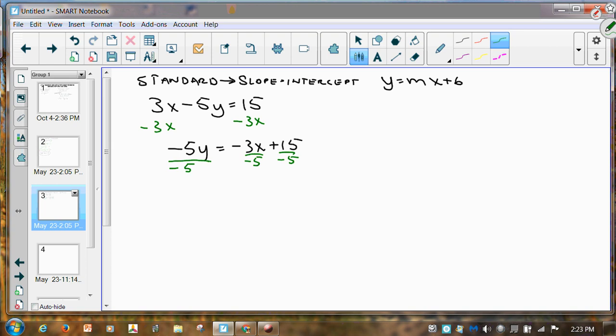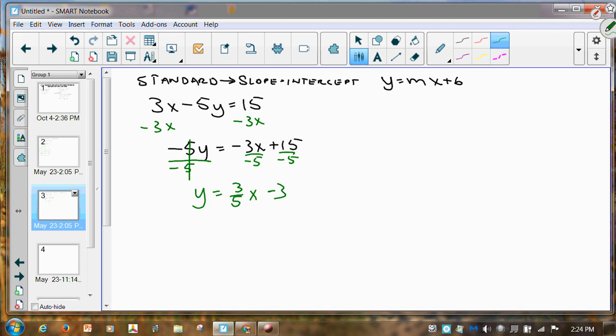So what happens here? The 5's cancel, and we end up with y equals, and we have a minus 3 divided by a minus 5. That becomes a positive 3/5 x, and then 15 divided by minus 5 is minus 3. And that takes care of it, and we are done. Okay, so y equals 3/5 x minus 3.